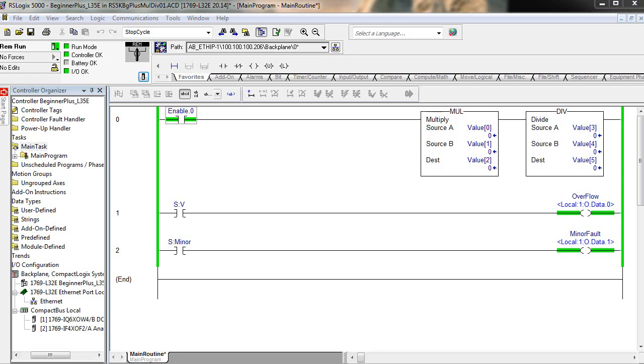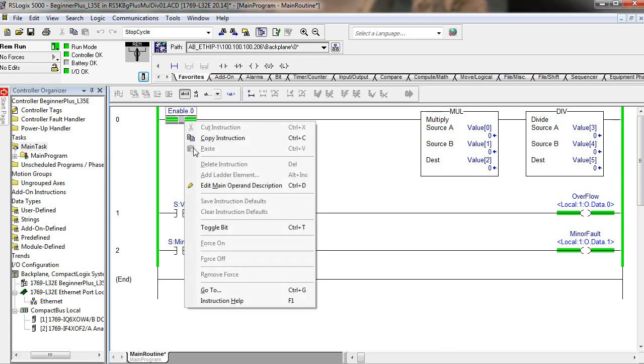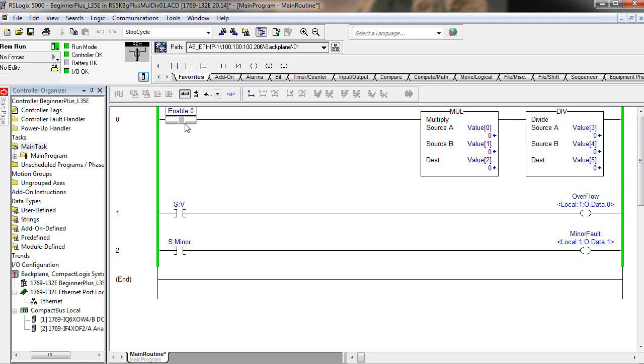Meaning, if the rung is true, and you can look on the screen here, I will turn off the enable. I'll toggle it off. Rung false out from this instruction, and so we have a rung false in. So neither one of these instructions will execute.